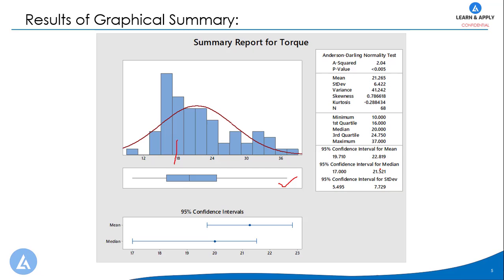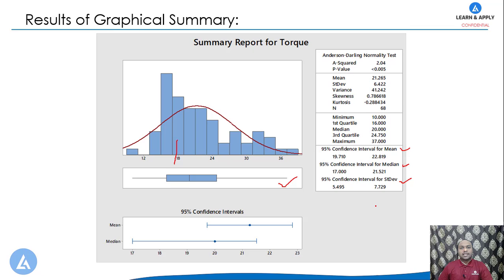And the fourth table of the results is indicating 95% confidence intervals for the mean, median as well as for the standard deviation. If you look at the 95% confidence interval for the mean, it is varying from 19.71 to 22.81. This is indicating that most of the time torque required to open the cap of the shampoo bottles is more than the target value, that is 18. The third graph in the graphical summary is indicating the 95% confidence intervals for the mean and median, and we can see for both mean and median, the value is more than the target value of 18.